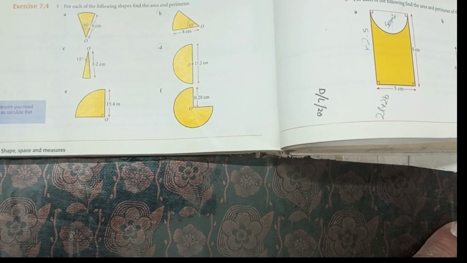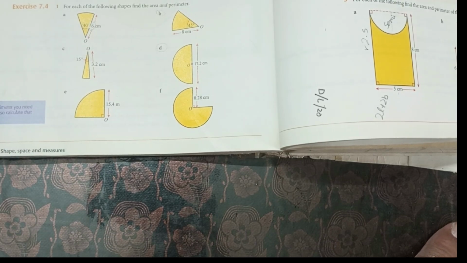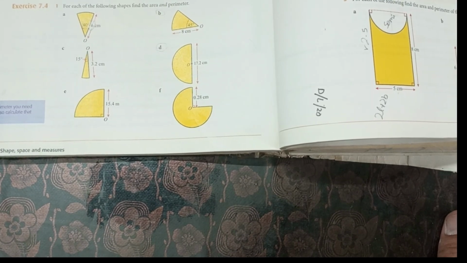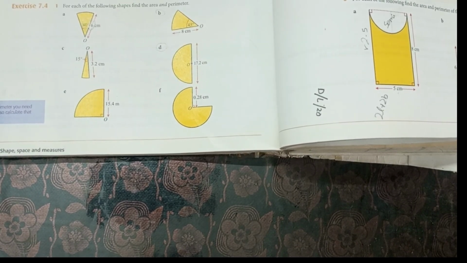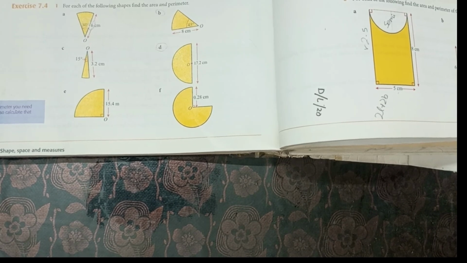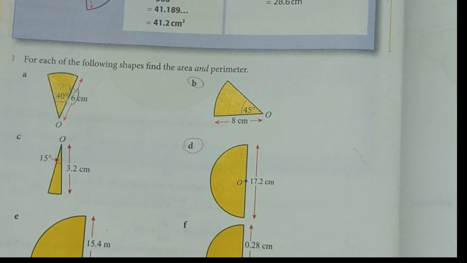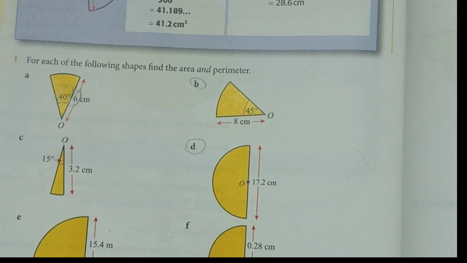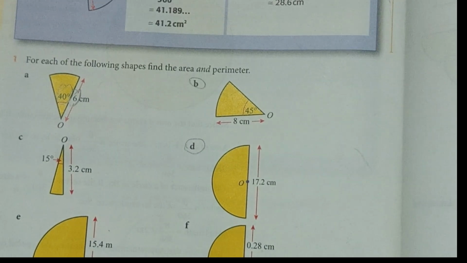Now you can see that there is question number 1 with how many parts are there? There are 6 to 8 parts. I am going to do all these parts because this is requested by one of my students. So let me start the exercise right from the beginning. First question: for each of the following shapes, find the area and perimeter. We have to find the area and perimeter of each of the shapes provided to us.